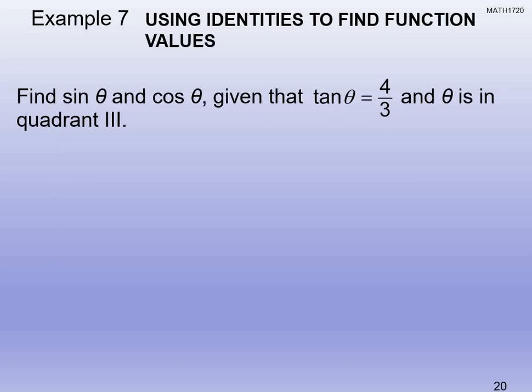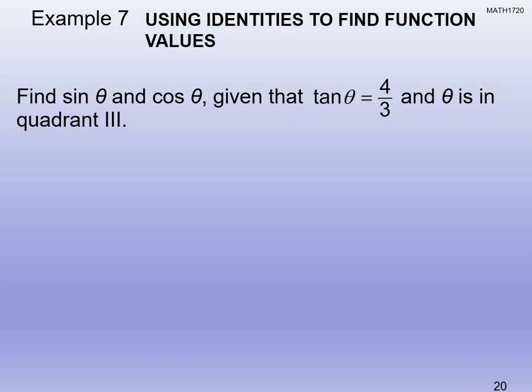Alright, so we're going to use trig identities to find function values now. We want to find sine of theta and cosine of theta, given that tangent of theta is 4/3 and theta is in quadrant 3. So what's in quadrant 3? A negative x and a negative y. So we've got to be careful there, okay?